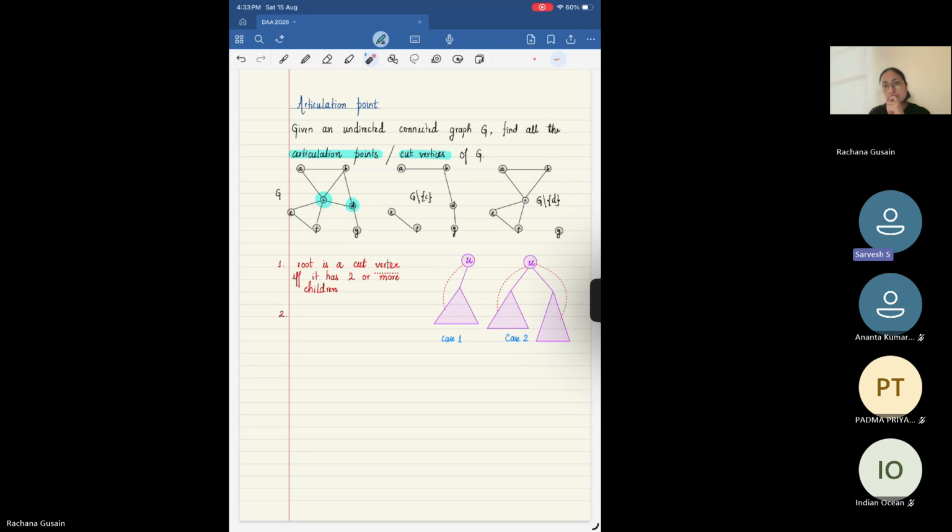Ma'am, for example, in the graph G, if C is not a root node, if C is a leaf node, then it is a cut vertex. But is it possible that C will be a leaf node? Run DFS on this graph. Okay, this is actually a nice question. No matter where you start. Don't start with C, otherwise C will be the root node. Let's say you start with A or B or D, G, any other vertex. Is it possible that C lands up at the last level of the tree as a leaf node?